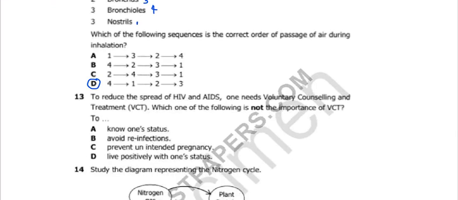Question number 13. To reduce the spread of HIV and AIDS, one needs voluntary counseling and treatment, which is VCT. Which one of the following is not the importance of VCT? A, to know one's status. B, to avoid reinfections. C, to prevent unintended pregnancy. D, to live positively with one's status. So the key word there is not.